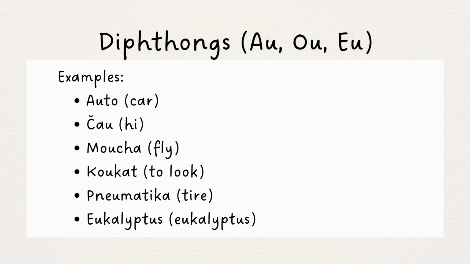Diphthongs. Diphthongs are the sounds which are made when two vowels are combined. In Czech there are three. Au, ou, and eu. They kinda sound like you pronounce the two vowels very quickly after each other. We can look at some examples where they are used.